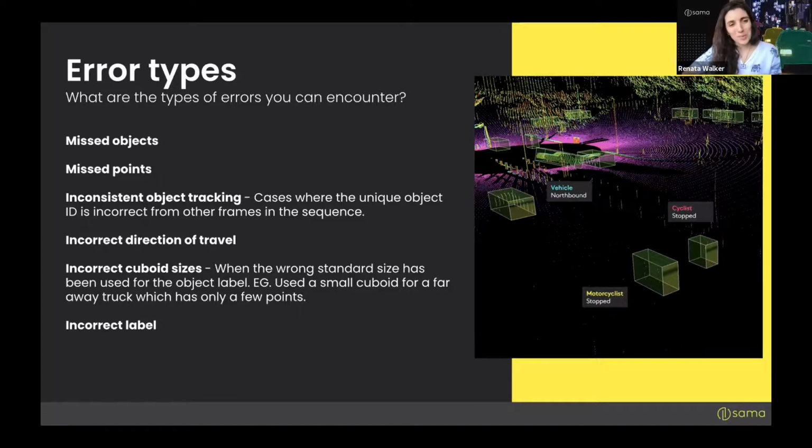Another type of error would be inconsistent object tracking. As I mentioned before, sometimes you do want to track the specific car across all of the frames, or you want to track a specific person across all the frames, and you want that object to have one ID. Sometimes some annotators might be annotating them as different objects. So you want to make sure if you do object tracking that you have that error type considered.